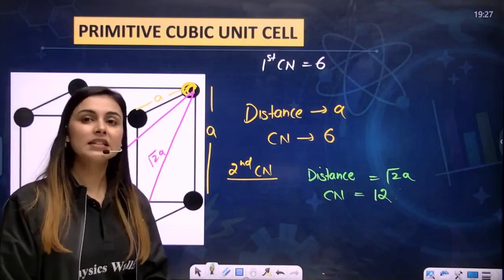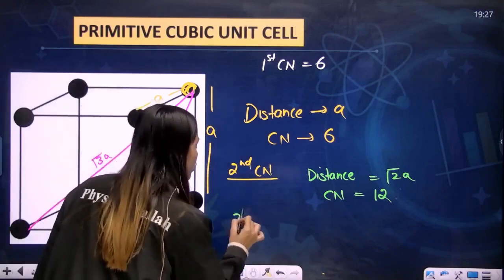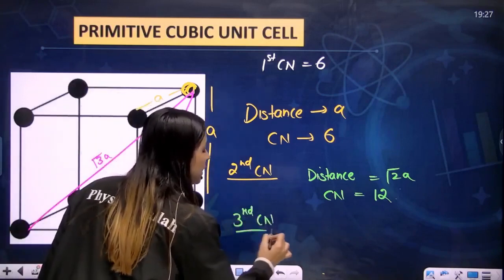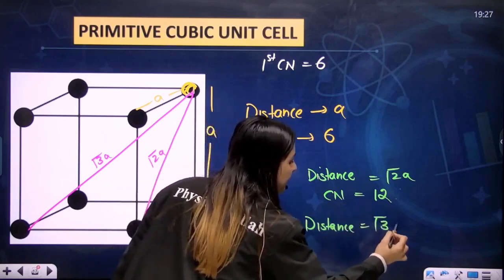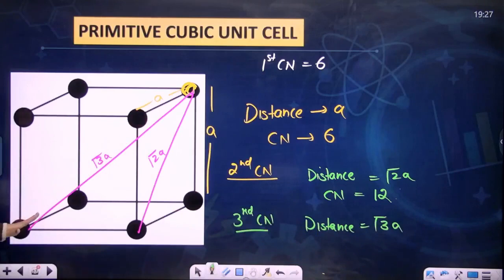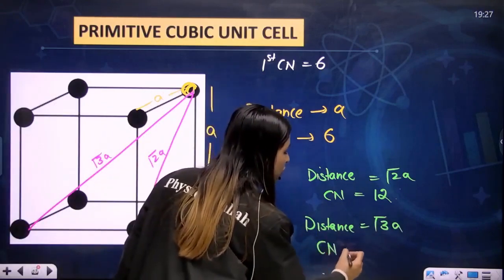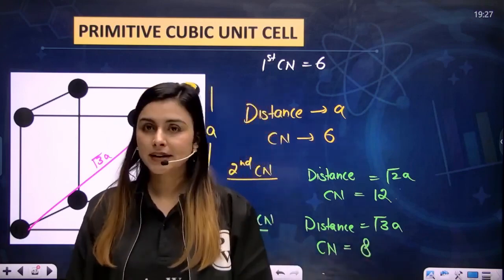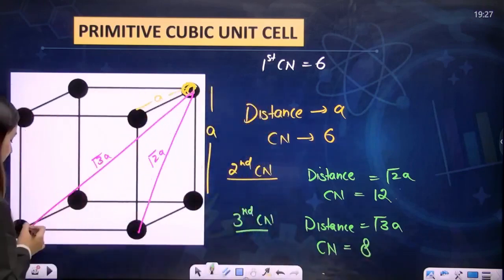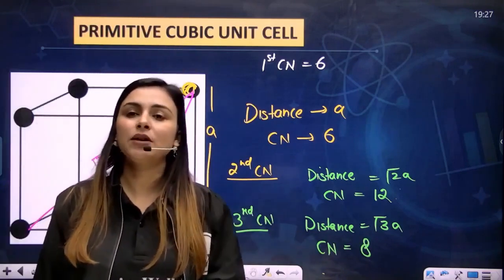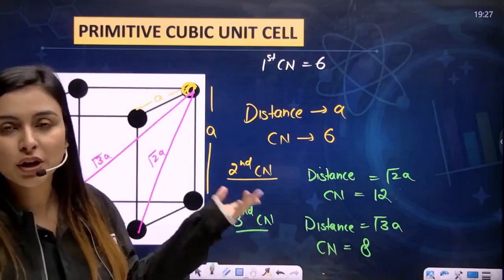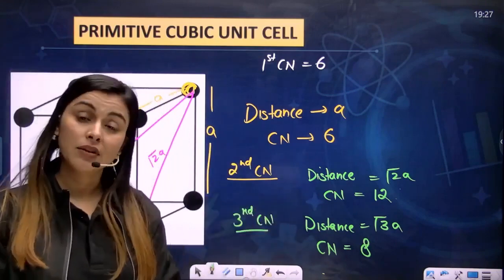Let's talk about the third coordination number. Your distance is root 3A. Just check, this is the third nearest distance, root 3A. Since it is a multiple of root 3, the coordination number will come out to be 8. And if you see, my dear students, this is a body diagonal. One here, one in this, one there, total 8 cubes, 8 corners, 8 body diagonals, and the coordination number will come out to be 8.